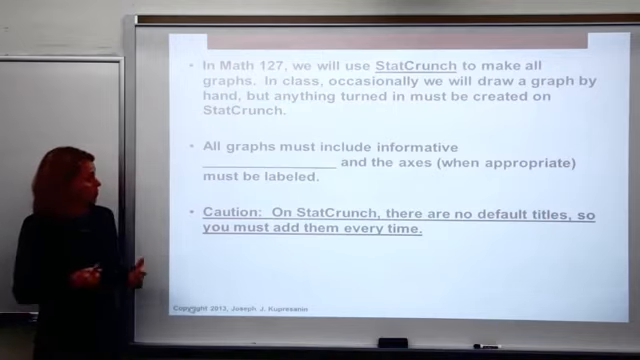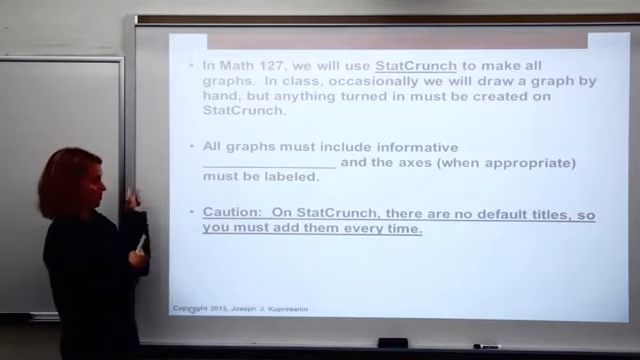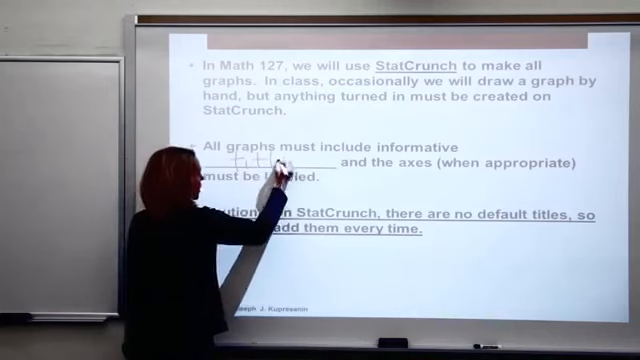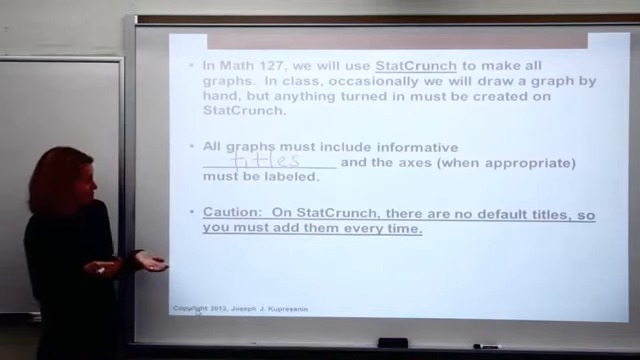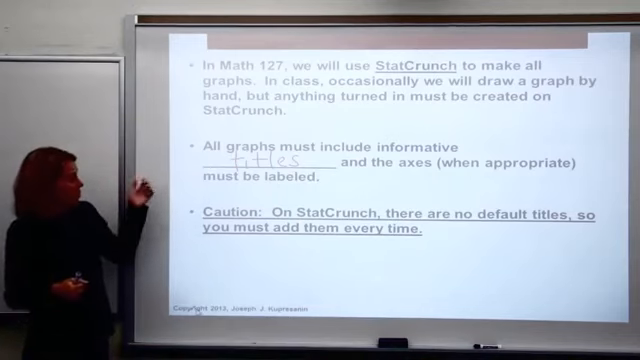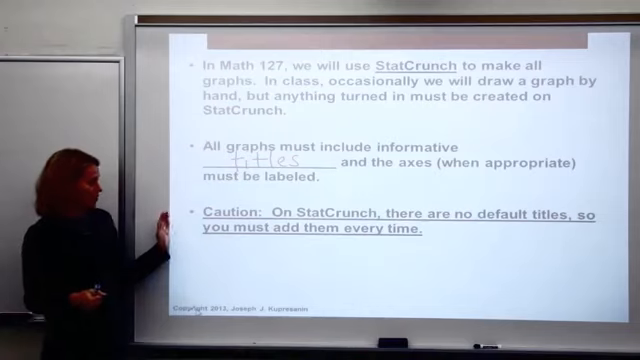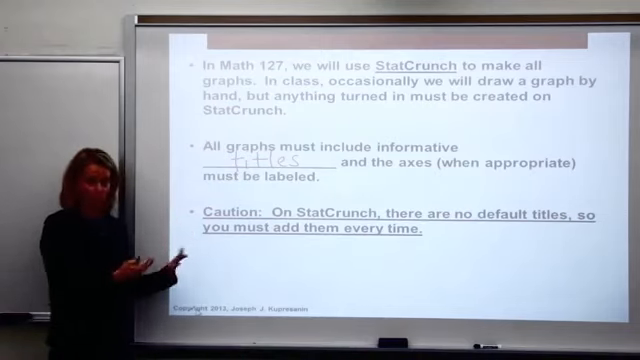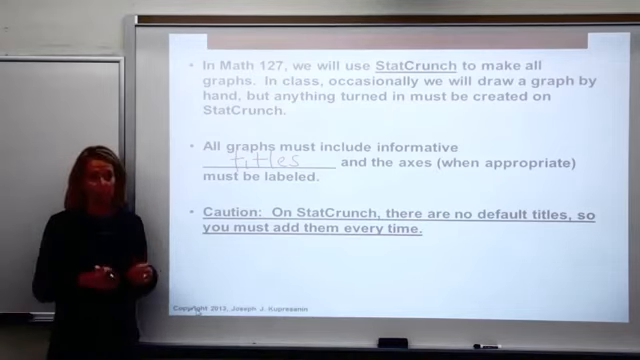All of our graphs should include informative titles, which we've seen ours violate a couple of times here, so be careful to make sure that you have a title on your graph, otherwise I might not know what graph we're looking at. The axes should also be labeled when appropriate. One caution about StatCrunch: there are no default titles in StatCrunch, so you have to add those. We'll show you how to add those, it's very easy. But make sure your graph has a title so we know what we're looking at.